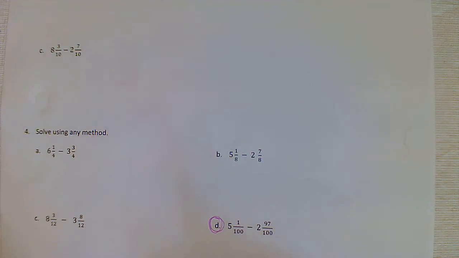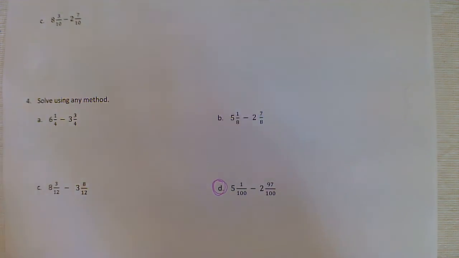So let's go ahead and let's go down here and let's take a look at D, because D is the one that I did in the other video as well. So I do want to go ahead and work through that one. So we're going to do it 2 ways. We're going to do it the horizontal way, and we're going to do it the vertical way.